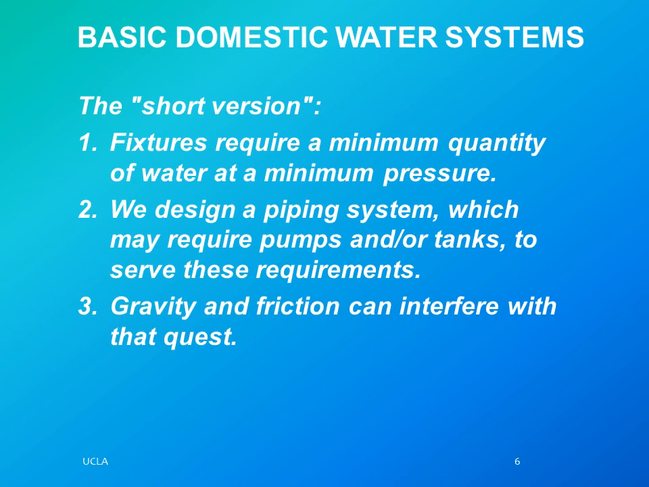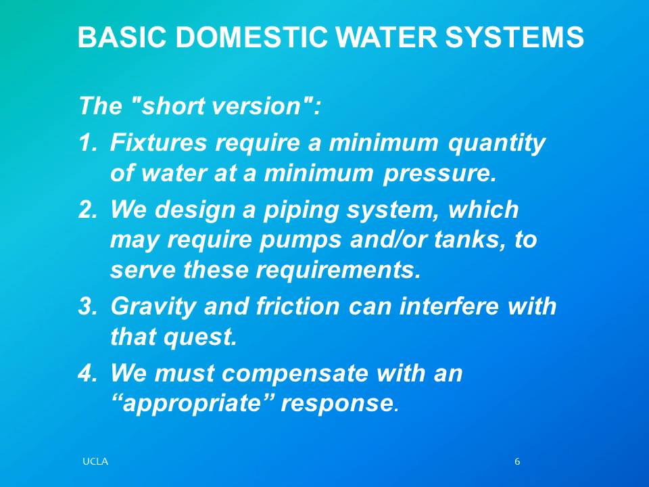In short, fixtures require a minimum quantity of water at a minimum pressure for them to operate as desired. We design our piping systems, which may require pumps and or tanks to serve these requirements. If it's a high-rise building, it's certainly going to require a pump. It may or may not require tanks. Gravity and friction can interfere with that quest, so we have to build them into our considerations. We have to compensate with an appropriate response. It won't be the same for every.